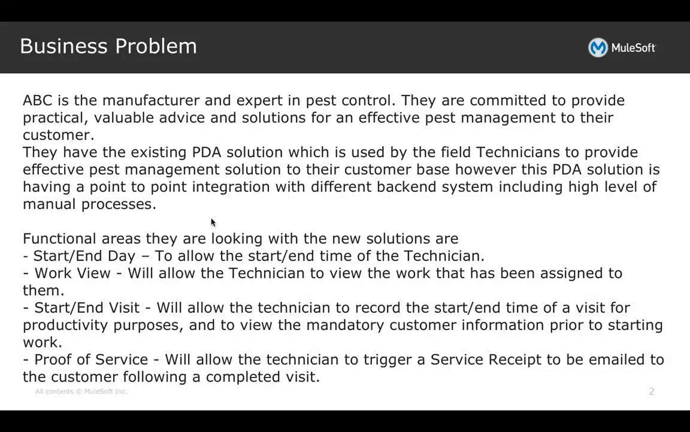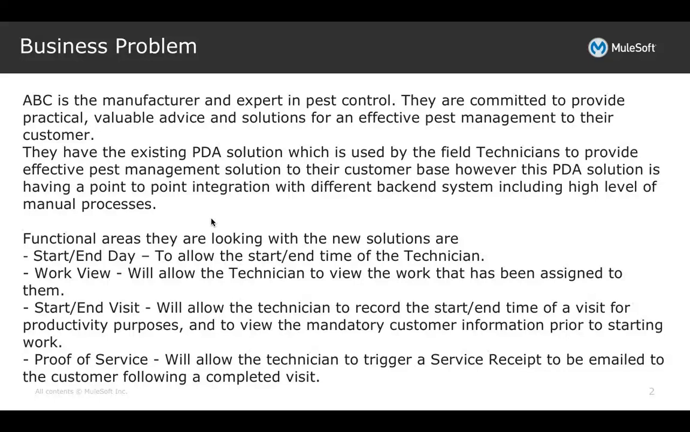If we look at the functional area of the business solution for ABC, they are looking for a completely automated solution for the technician, which can be used by the technician to complete the visit, generate the proof of service, which is also called a service receipt, and then send it to the end customer. To achieve this, they have built a lightweight mobile application which can be installed on any Android mobile, and they are looking for an integration of the mobile device to their backend system to perform day-to-day work.